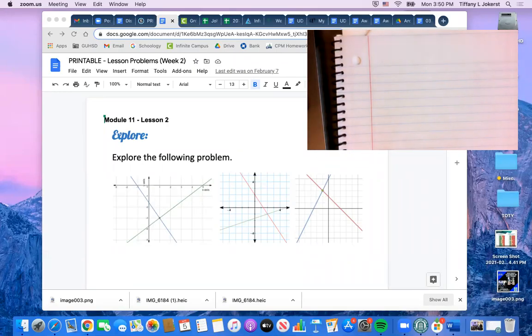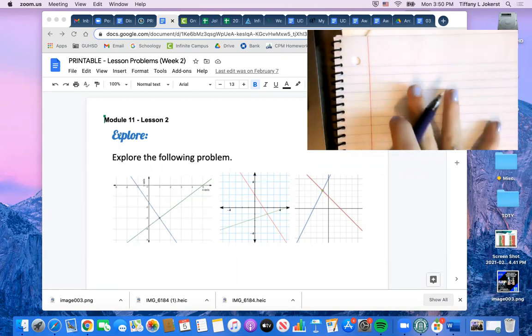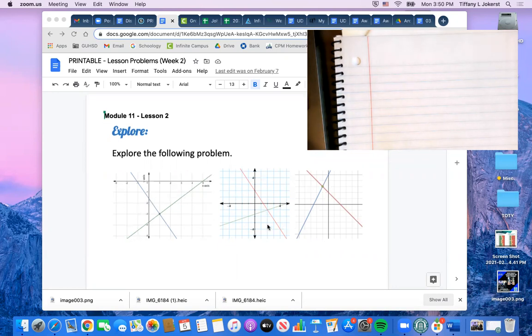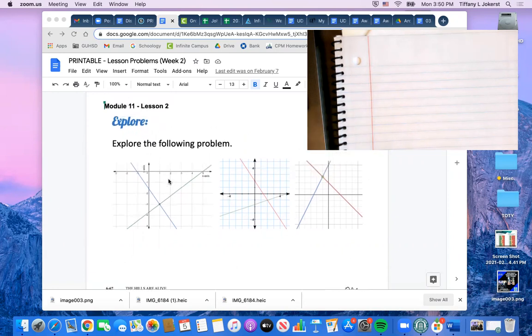Okay, so today we are looking at Module 11, Lesson 2, and you'll see that I have my paper here to do the problems on, as well as the Module 11, or Week 2 is what I call it, Lesson 2 printout. So that's what I'm going to be working on.